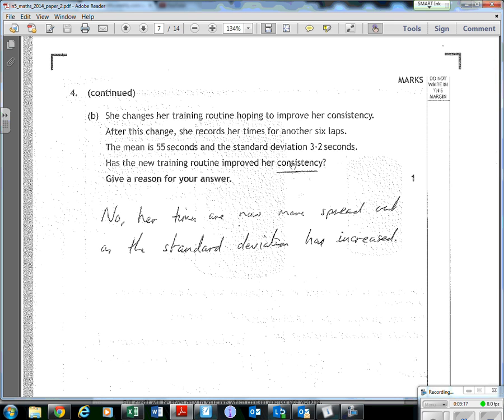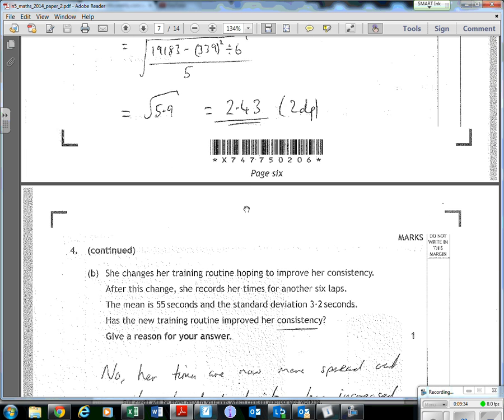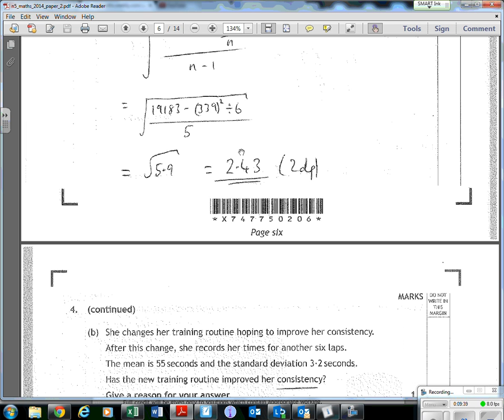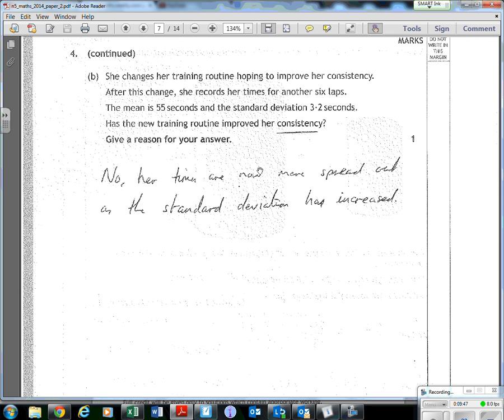So consistency comes from the standard deviation. The standard deviation tells us how spread out the values are. So in this case, for the times, how closely together or how spread out the times are from the mean. So here the standard deviation is 3.2. Here it's 2.43 or 2.4 to 1 decimal place. So for this original one, as the standard deviation is smaller, the times are on average not so far away from the mean, so they're more consistent or less spread out, we could say. So no, her times are now more spread out as the standard deviation has increased.